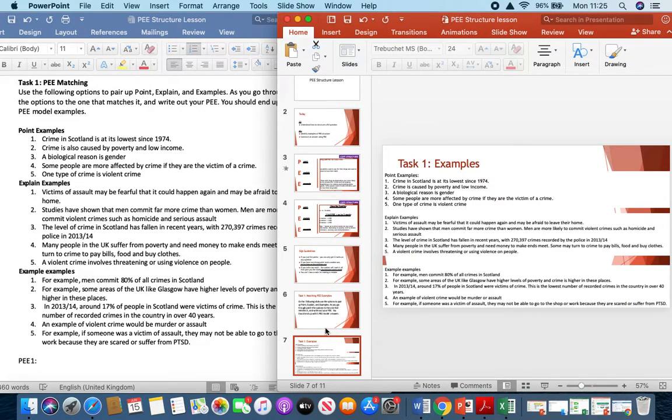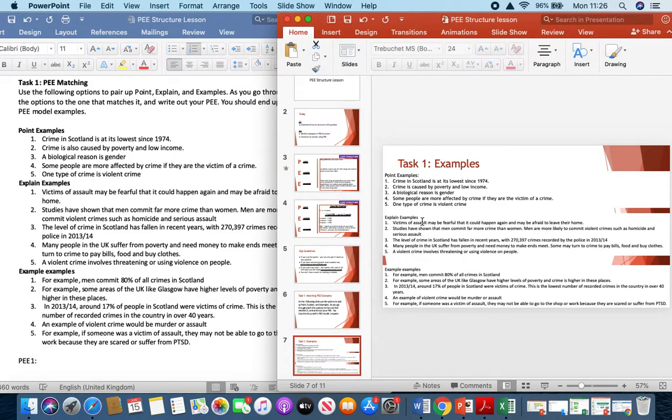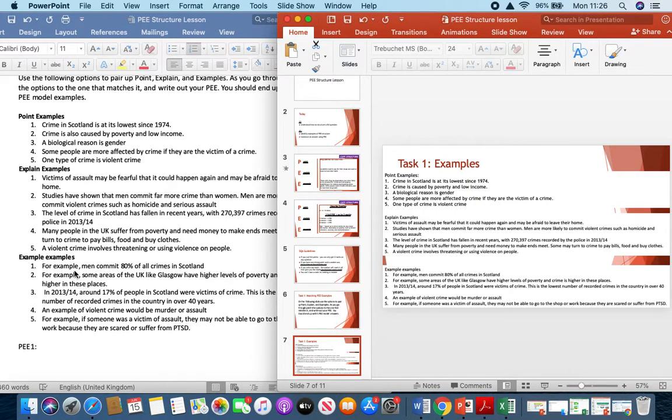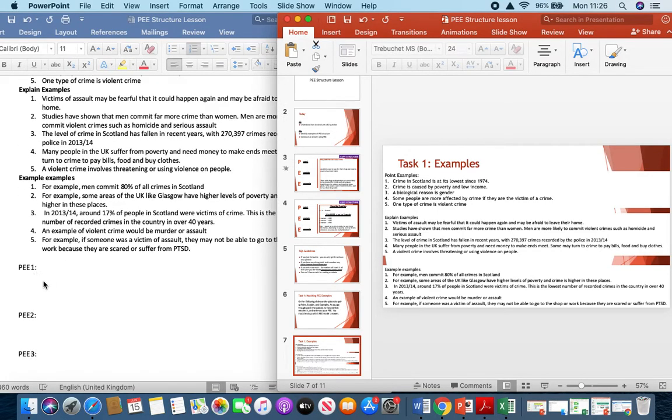Okay, it's all up to date over here, so I'll make sure I save that so your workbook is accurate. All right, so crime in Scotland is lowest since 1974. Match that to an explain, then match that to an example, which sounds a bit ridiculous. I might tweak that as well because it just sounds silly. Right, so at the end you'll end up with a PEE, 3 sentences, with crime in Scotland is the lowest since 1974. Then you match it up and you should have 3 sentences in each one of these.